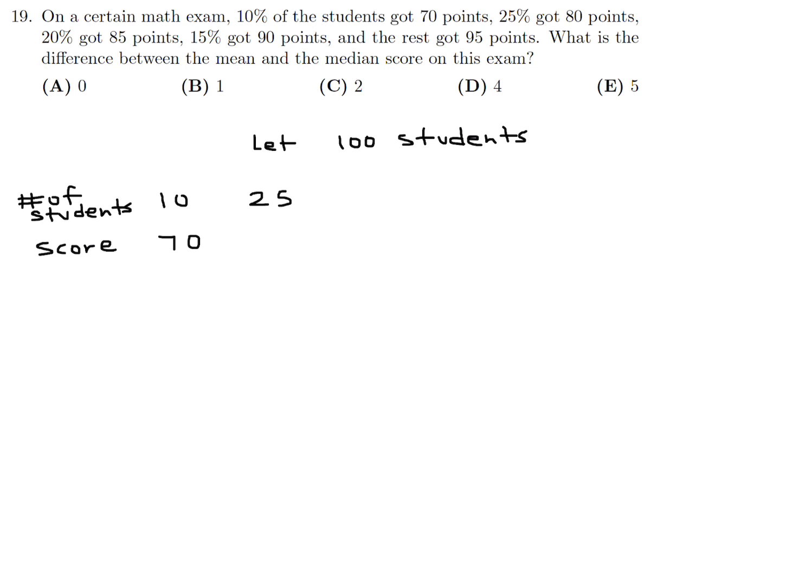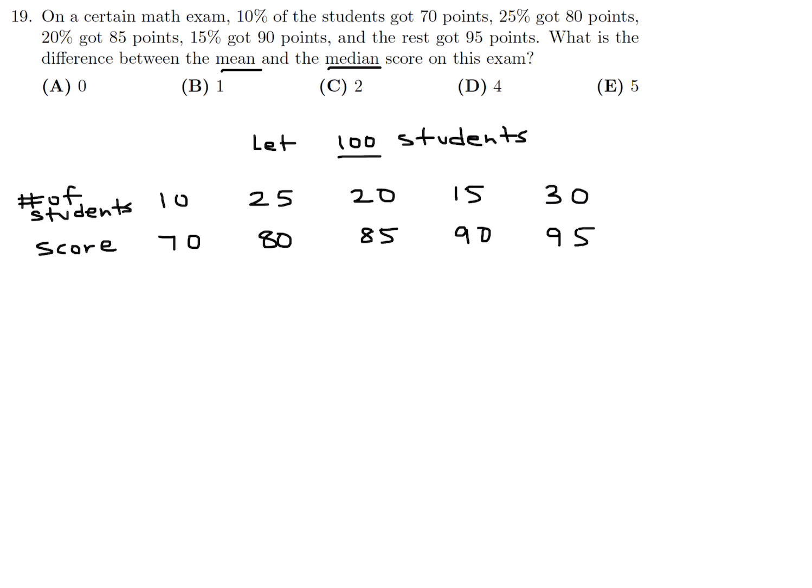And then, according to the question, 25% of the students got 80. So in our case, it's 25 students. 20 got 85, 15 got 90, and then the rest got 95. So we said 100. So 10 plus 25 is 35, plus 20, plus 15, so I've got 30 students left. And now I've just got to figure out the median and the mean, and once I do, I can subtract them and get the difference.